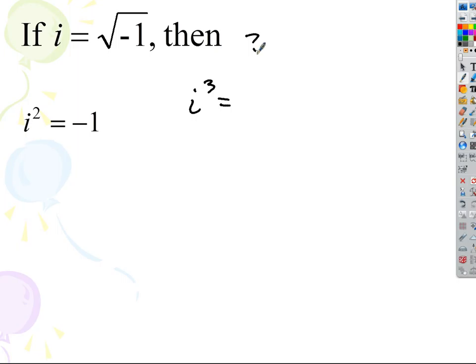If it's i cubed, remember, I can break that up into different powers of i that are multiplied together, right? A product of different powers. What if I broke it up into an i squared times i? Let's try that. What's i squared? -1, right? So isn't that just equal to negative i then? You see?